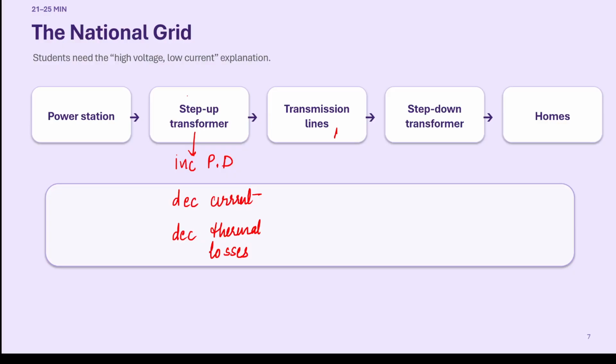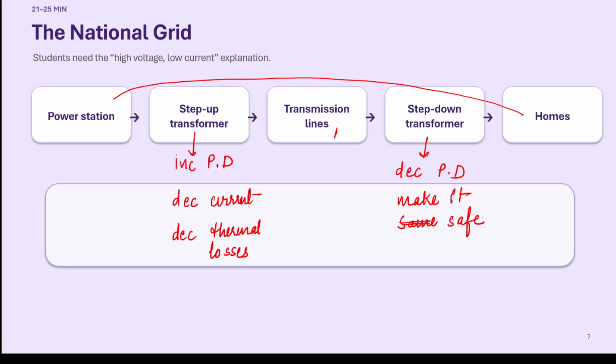And then the step down transformer, it decreases potential difference. Why we want to decrease the potential difference is to make it safe for the homes. A large potential difference is not safe for the home. Okay, I'm just going to write it safe. Okay, so sometimes the questions are as simple as that.